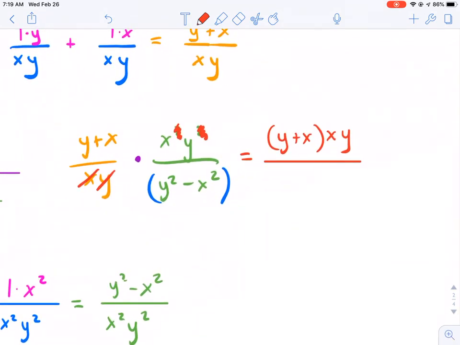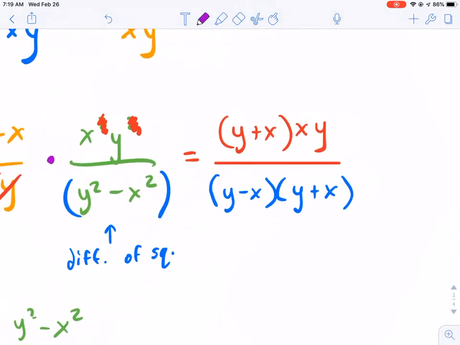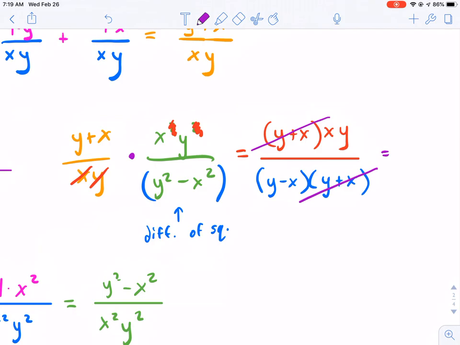Now, how do we factor this guy? This is difference of squares, okay? So you should be able to recognize this, that you can go y minus x times y plus x. Now, once you put it into this form, you should recognize something. Now we can cancel even further. We can cancel this y plus x with this y plus x because it's all multiplication. So our most simplified form is xy over y minus x.